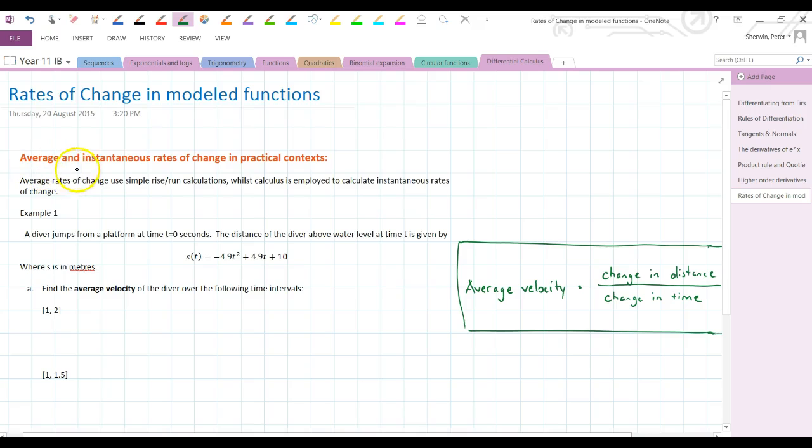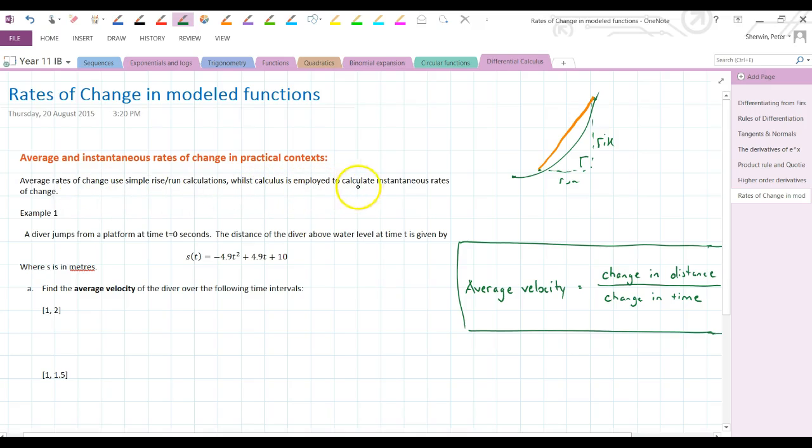We're looking here at average and instantaneous rates of change. We're going to distinguish between the two, and work out how we calculate each. Average rates of change use simple rise-run calculations, so this is not difficult for you. For instance, on this model between these 2 points, the average rate of change would just be a matter of joining up the 2 points and working out the rise over run. So we just work out these lengths, do a division. It's gradient, it's rise over run. So that's our average rate of change.